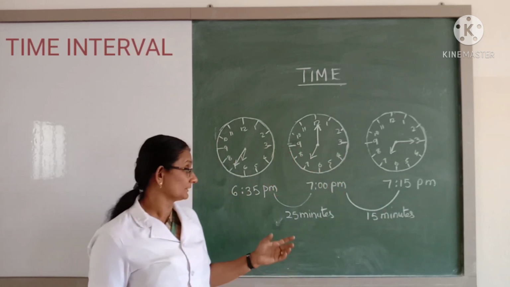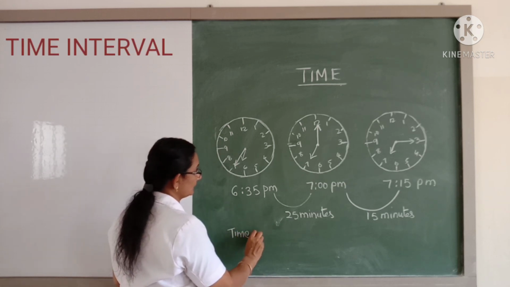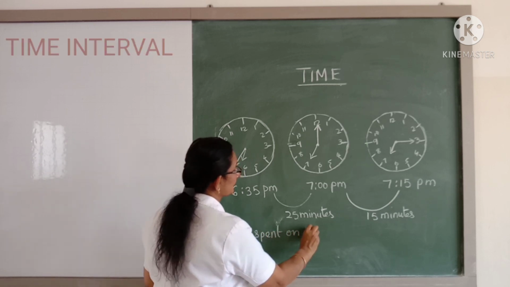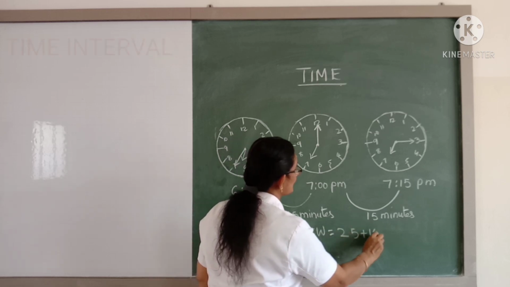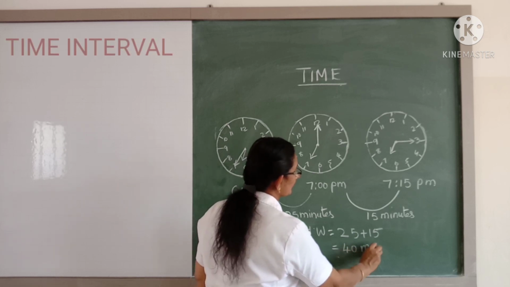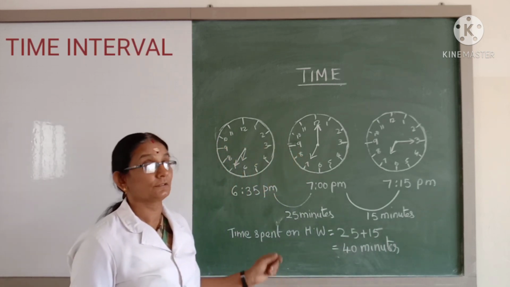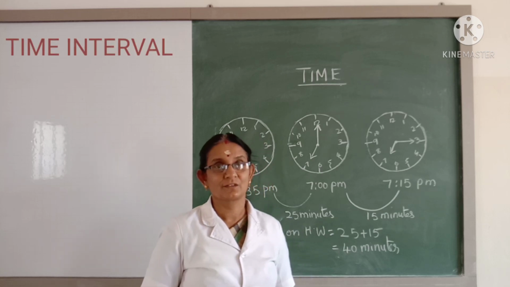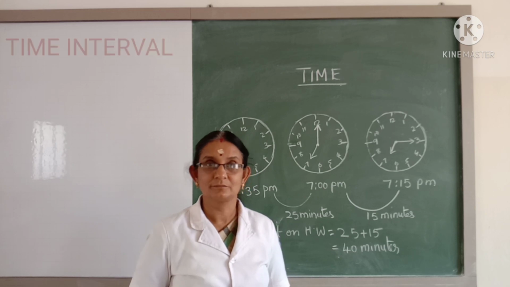So the total time spent on the homework is equal to 25 plus 15 minutes, which is equal to 40 minutes. Okay, so Nisha spent 40 minutes to do her homework. So in this way we can calculate the time. Okay children, did you understand it?